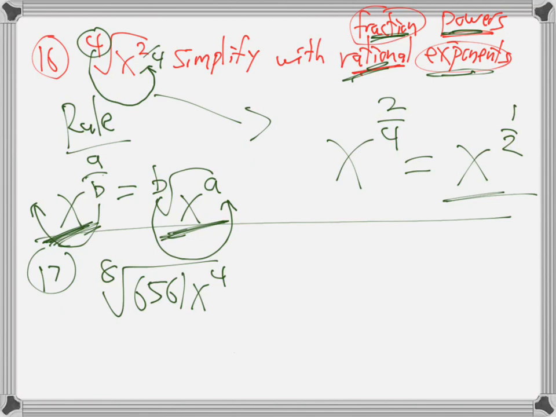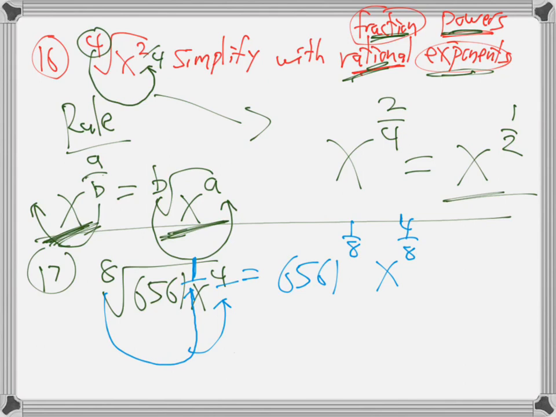So, how's that 8 swing back? Well, he goes to the denominator. The denominator of what? All the powers within him. What powers are within him? That 6561 has an invisible 1 power right there. Everybody has a power, including numbers. That's 6561 to the first power. So when that 8 swings around, he's going to go underneath that guy and underneath that guy. So it'll become 6561 to the 1/8 and x to the 4/8.